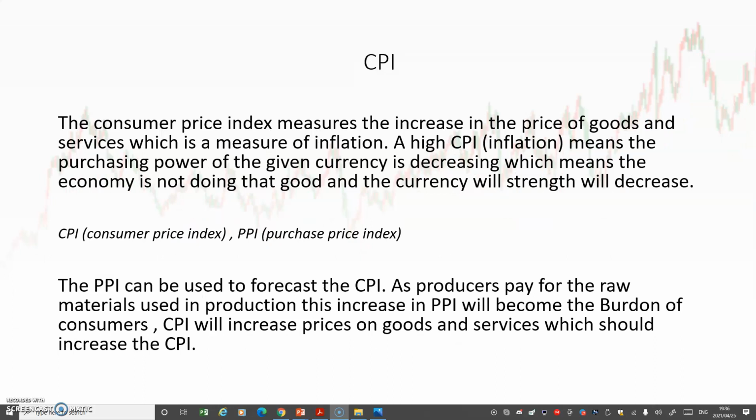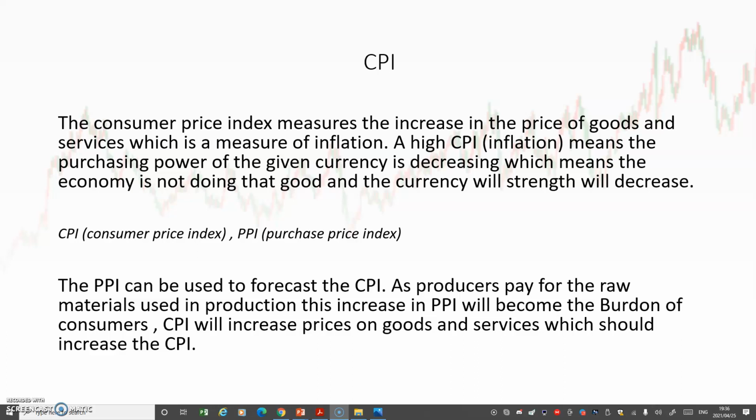The CPI is basically the inflation. Okay, you get the consumer price index and you get the producer price index. And the PPI can be used to forecast the CPI. So as producers pay for the raw materials used in production, this increase in PPI will become the burden of the consumers, because they're going to increase that price to the consumers, the actual company producing product X, Y, or Z.